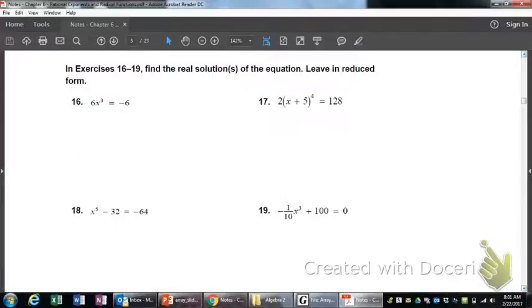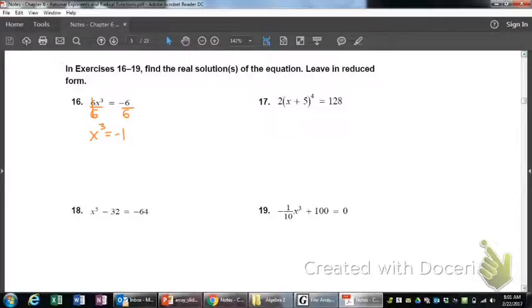I'm going to keep this recording going with number 16. So on number 16, it says 6x cubed equals negative 6. Your goal first is to get x cubed by itself. So what I'm going to do is go ahead and divide both sides by 6. When I do that, I get x cubed equals negative 1.